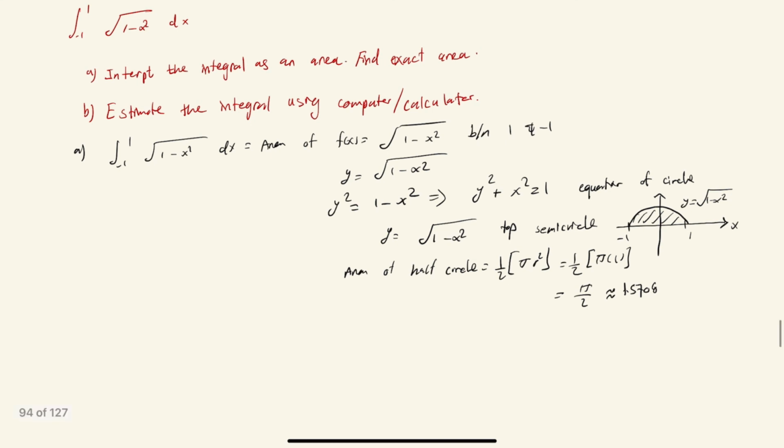Now for part B, estimate the integral using a computer or calculator. Here when we plug that into a computer, the definite integral is approximated as 1.5708. And we can see we are very close to the answer in part A, where we have the exact area.